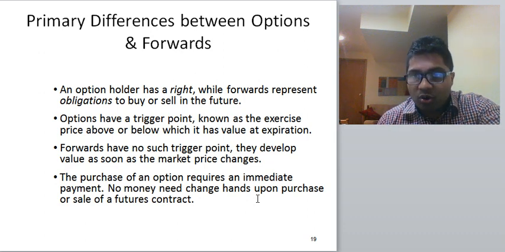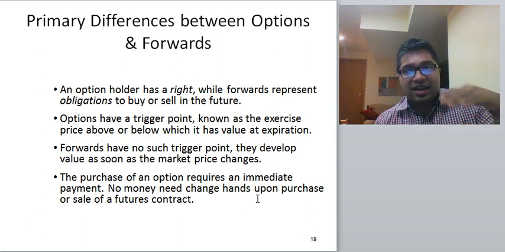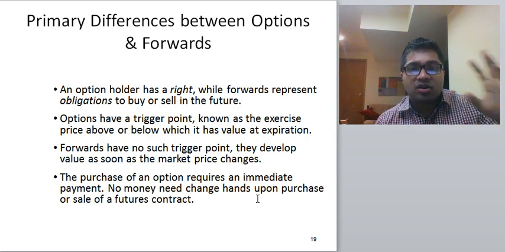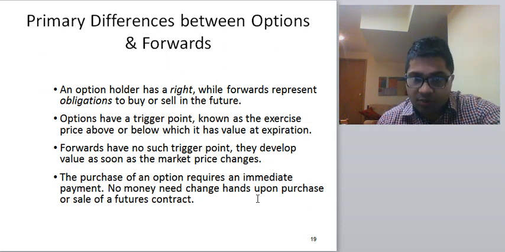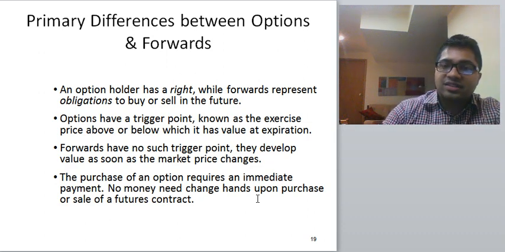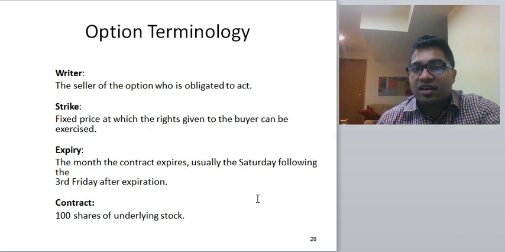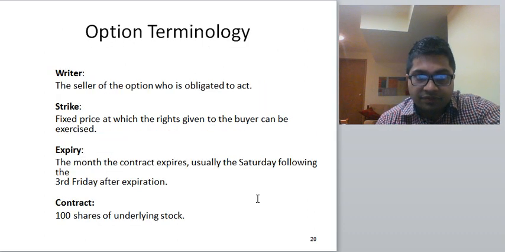Options have a trigger point known as the exercise price, above or below which it has an expiration. So trigger point means the price is set at which you will buy or sell. Forwards have no trigger point, they develop value as soon as market price changes. Purchase of an option requires an immediate payment, so you have to pay premiums to buy options. No money changes hands when you buy and sell futures or forwards.